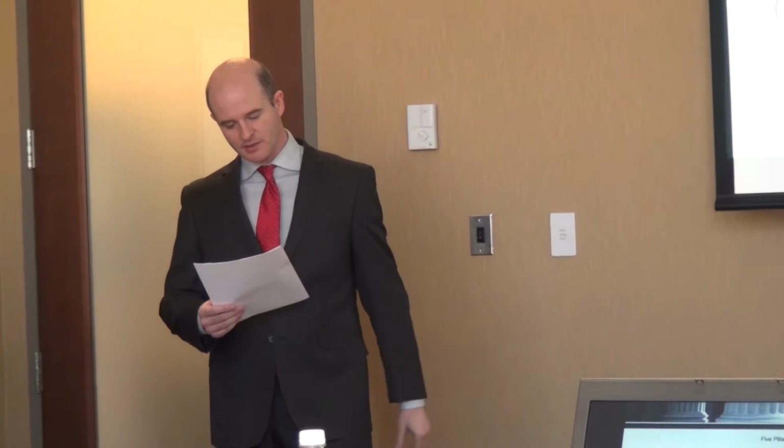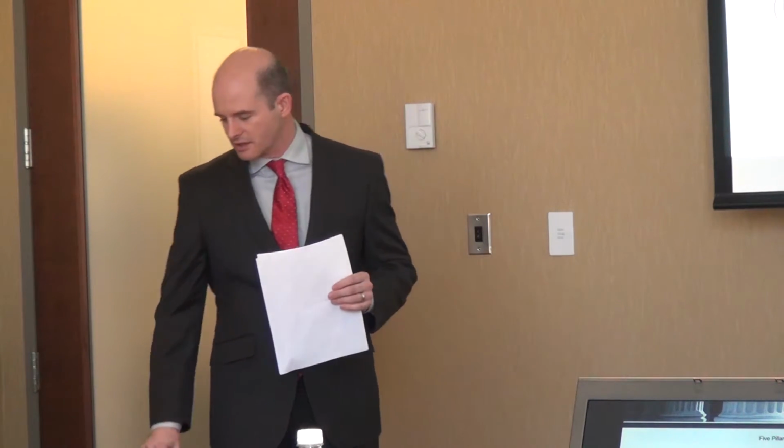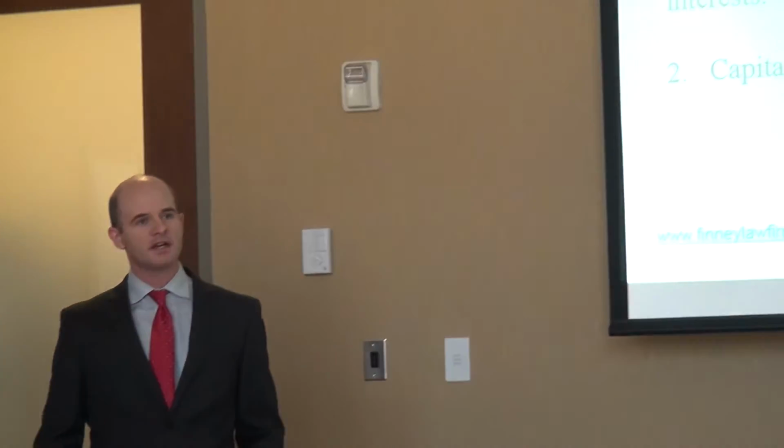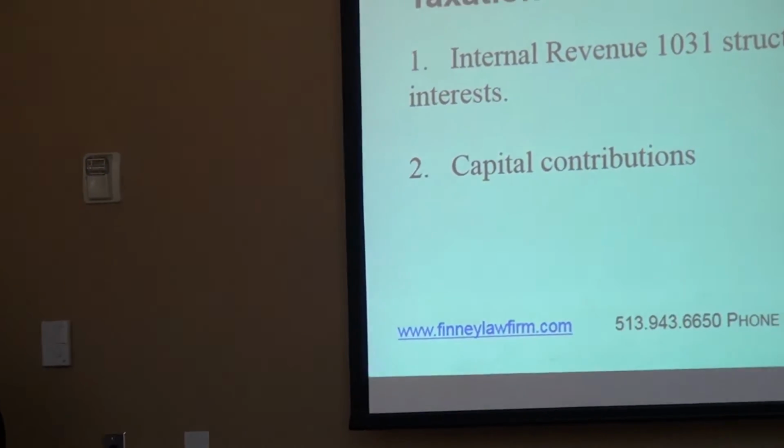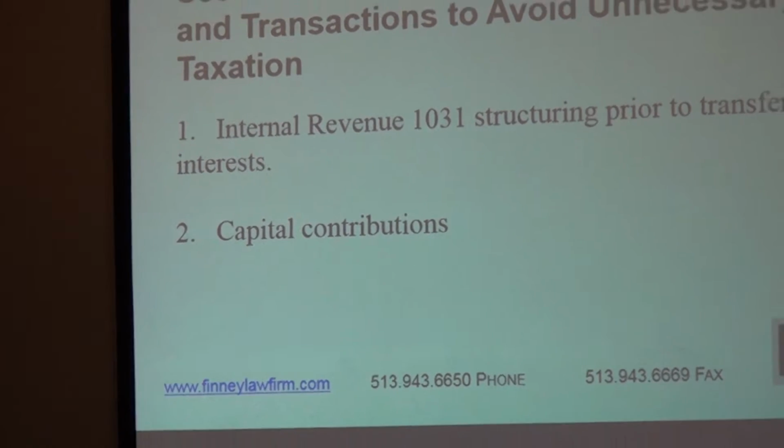The second pillar that we're going to talk about is structuring business entities and transactions to avoid unnecessary taxation. The first item on this one is 1031s. 1031s are also commonly known as like-kind exchanges. This allows a taxpayer to reinvest the proceeds from a sale into another like-kind property without having to pay the taxes currently. It provides you with the advantage of being able to defer taxes until a future taxable event in connection with the property.